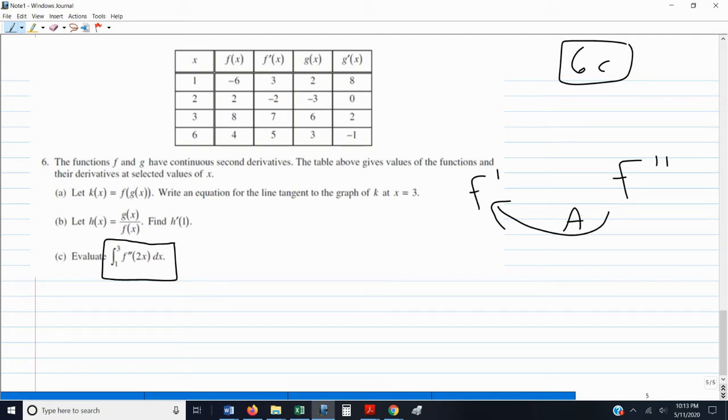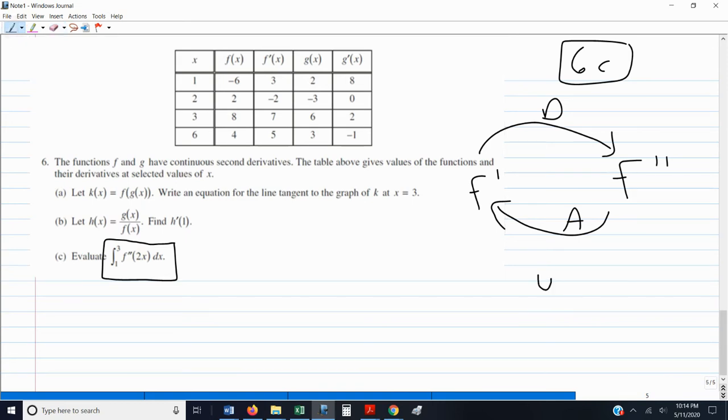It would be f prime, because when you take the derivative of f prime, you would get f double prime. This is going to be a u substitution question, though. That is what I would recommend, because there's a lot going on in this function. Another way to say it is f double prime has an antiderivative, but 2x also has an antiderivative.